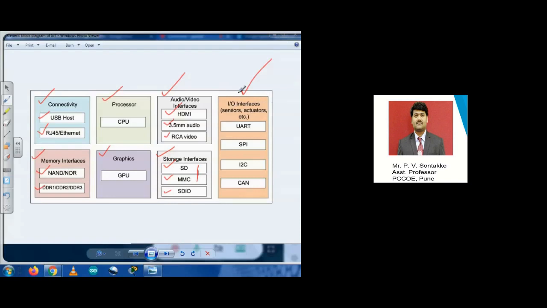Now the last and very important kind of interface every device should have: the IO interfaces, where varieties of input and output devices can be connected to the IoT development board. That will be via these IO interfaces. Multiple sensors and actuators can be connected and exchange data with this IoT development board by using these four different protocols. These protocols are very widely and commonly used, and you might be aware of their names. The first one is the UART protocol, second is SPI protocol, third is I2C protocol, and fourth is CAN protocol.